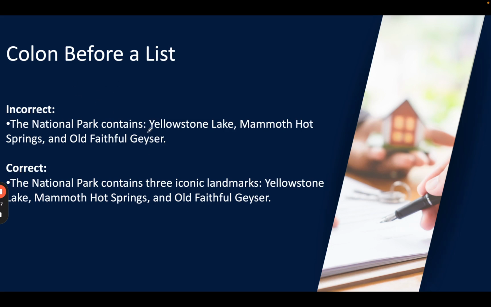The national park contains colon. Now stop right there. Is this a complete sentence? Not at all, right? What does it contain? It's such an incomplete kind of a sentence, such an incomplete thought, which means the colon has not been correctly placed. I don't require a colon here. How can I correct this sentence? By creating a complete sentence. The national park contains 3 iconic landmarks, a colon, and then we have a series. Right? This is how we can use a colon when it comes to a list.